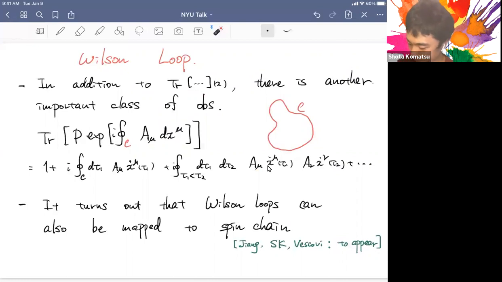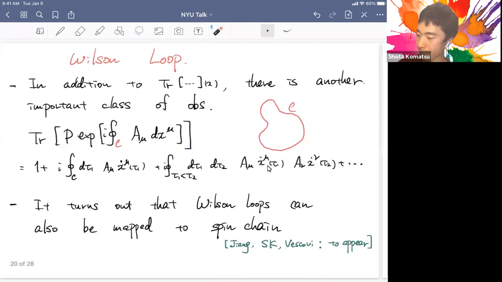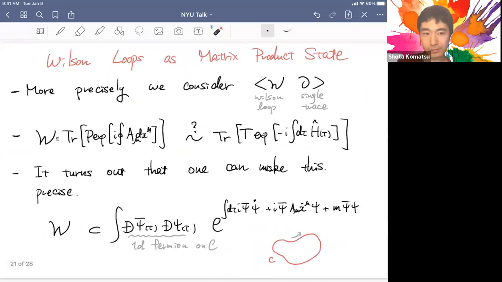It turns out the Wilson loop can also be mapped to some quantities in the spin chain. That is the thing that I'm working on, which I'm going to tell you a little bit more about today. The key idea, which is already the punchline of the talk, is that the Wilson loop can be mapped to some kind of matrix product state.